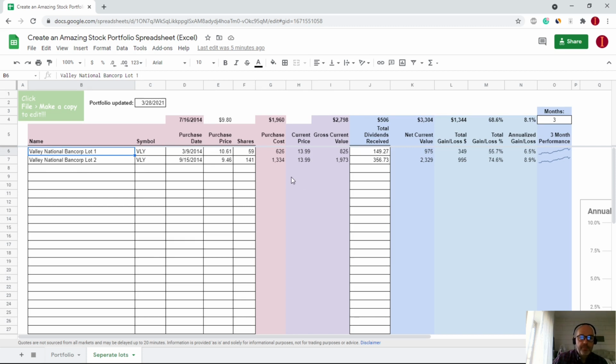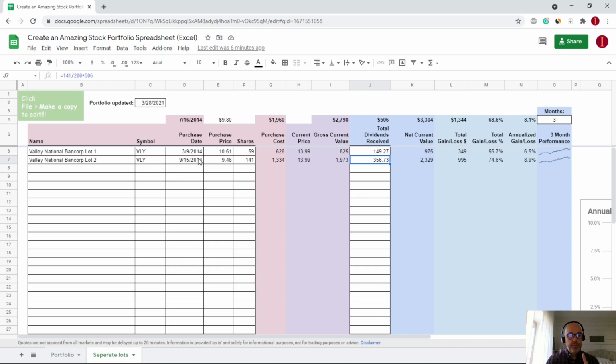You'll want to leave the symbol VLY, of course, and not put any sort of indication of different lots there because the Google Finance function wouldn't recognize it then. But if you look here, we've got two separate lots, and one was purchased on March 9th, 2014 at $10.61, 59 shares. And this is the amount of dividends received on that particular lot since. Then you've got your second lot here purchased on September 15th of 2014, $9.46, cheaper price, about 141 shares. And here you can see the dividends you've received since. You can list them out like that. That's fine, and look at the performance of each lot separately.